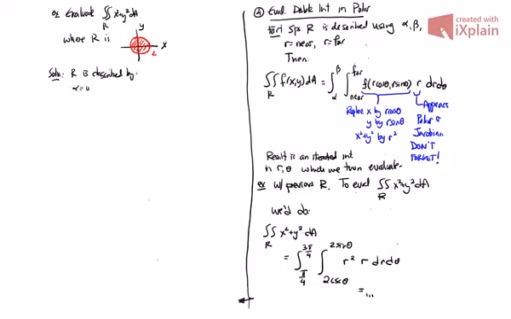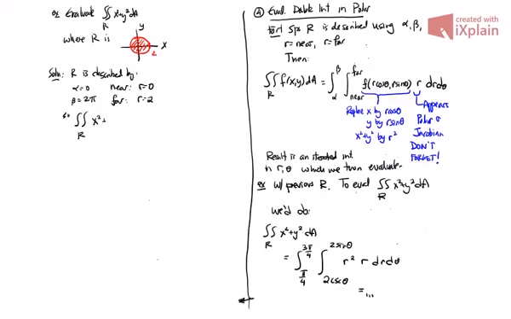So we have alpha equals 0, beta equals 2 pi. We have near, which is r equals 0. There's no inner circle. We have far, which is r equals 2. That's everything. That's the critical stuff.